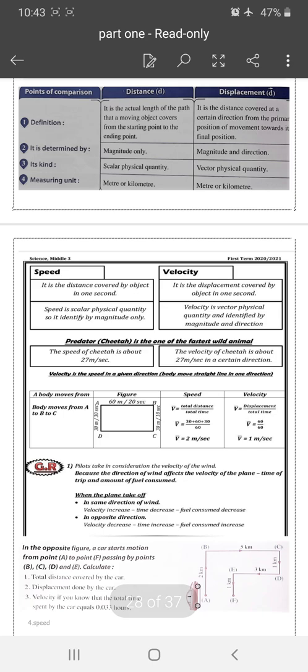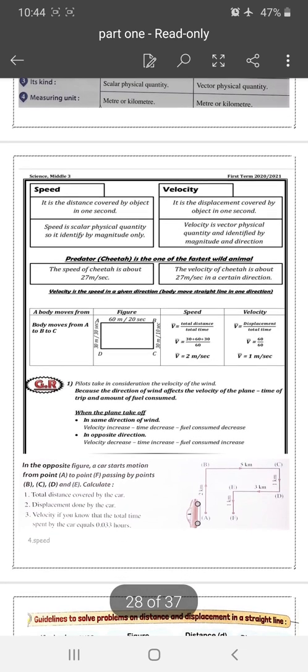So if you compare distance and displacement, you can say that distance is the actual length of the path that a moving object covers from the starting to the ending point. And displacement is the shortest distance covered by the object from the starting point to the ending point. We can determine distance by magnitude only, number and measuring unit. But displacement, we determine by magnitude, number, measuring unit, and the direction. The kind of distance is scalar, but displacement is vector. The measuring unit of distance is meter or kilometer. Also, the measuring unit of displacement is meter or kilometer.